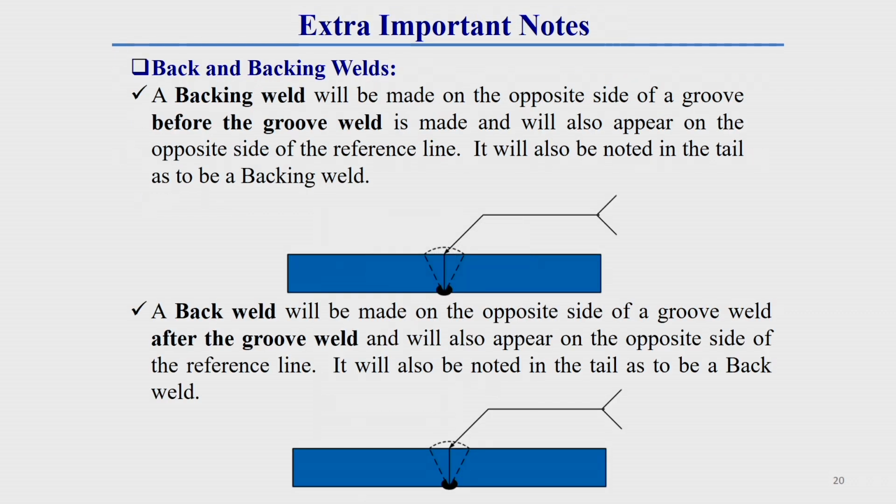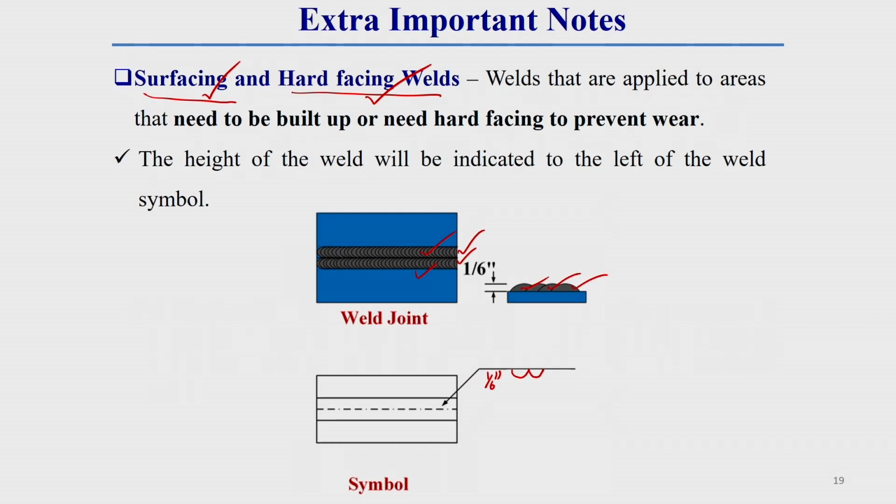Some other information we should also know. The hard facing or surfacing symbol is represented by the weld contour, and its height is represented at the left side of this weld contour. As it is done on the arrow side, it is provided below the weld reference line.